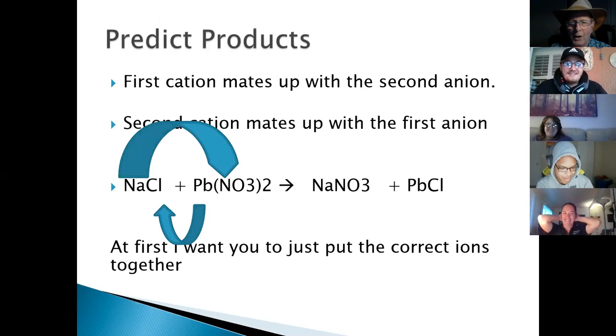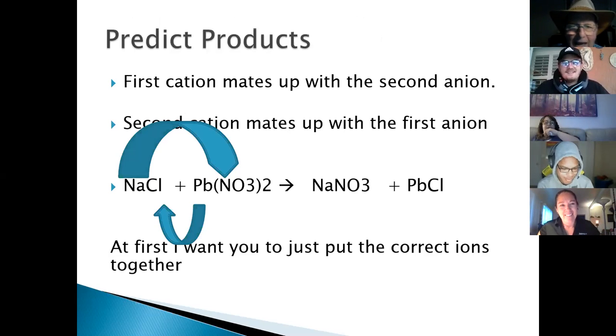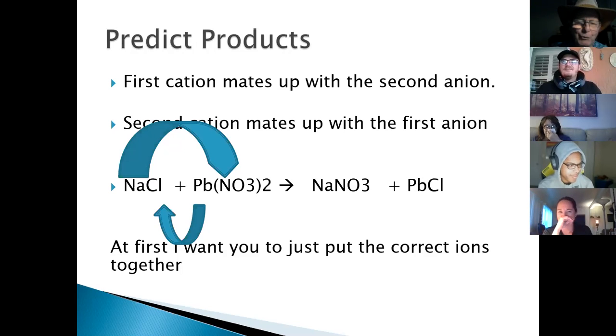What is happening here? The same thing. You don't think that chemicals like to swing? Chemicals love swinging. It's what they live for, okay?